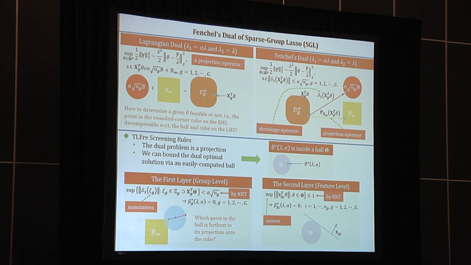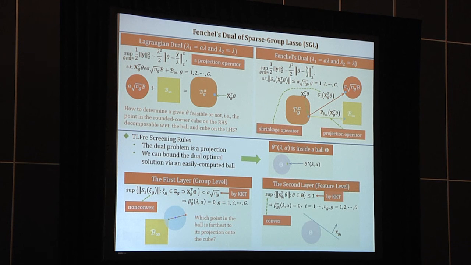The proposed screening method for SGL, which is called TL-free, is based on an in-depth analysis of the dual. However, for the Lagrangian dual, it's not easy to determine the feasibility of a given point. That is, it's hard to tell if the point in the rounded corner cube on the right-hand side is decomposable or not with respect to the ball and cube on the left-hand side. Nevertheless, the differential dual provides an elegant method to find such a decomposition by a shrinkage operator and a projection operator. Then, inspired by the KKT conditions, we can develop the two-layer screening method.